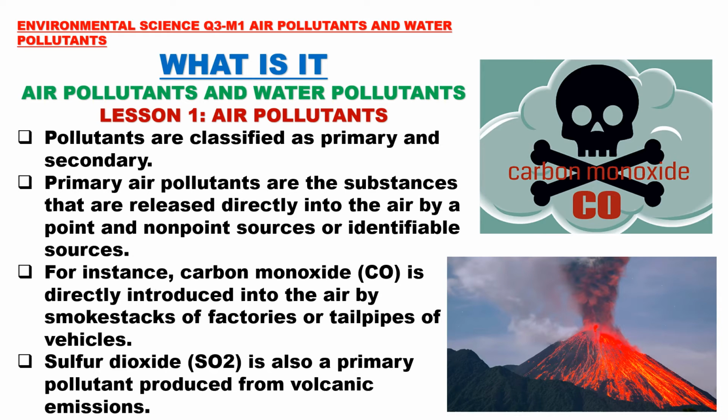Pollutants are classified as primary and secondary. Primary air pollutants are substances that are released directly into the air by point and non-point sources or identifiable sources. For instance, carbon monoxide, or CO, is directly introduced into the air by smokestacks of factories or tailpipes of vehicles. Sulfur dioxide, or SO2, is also a primary pollutant produced from volcanic emissions.